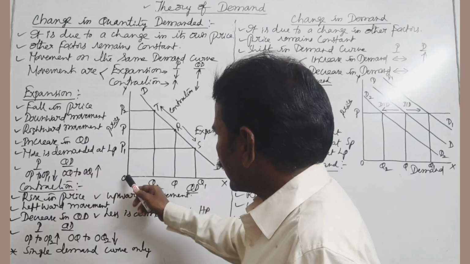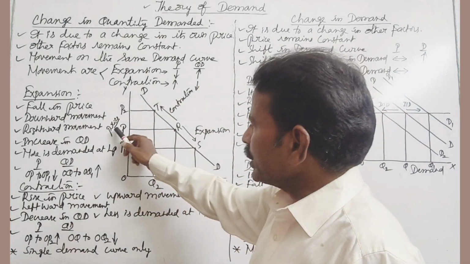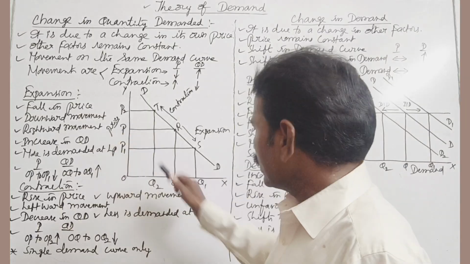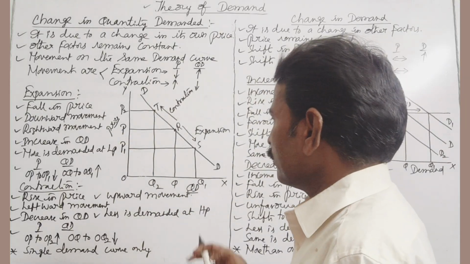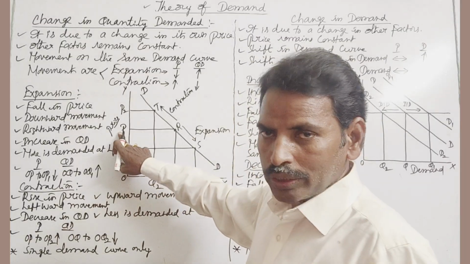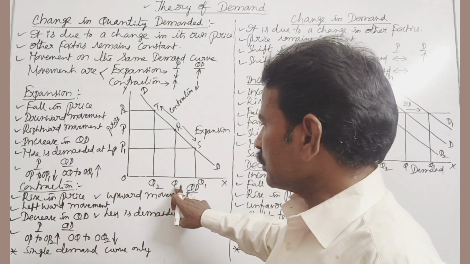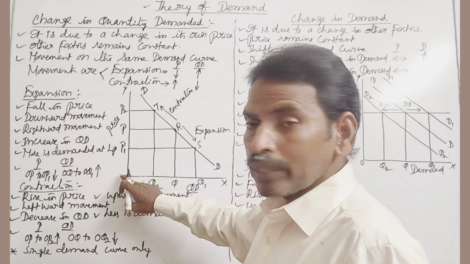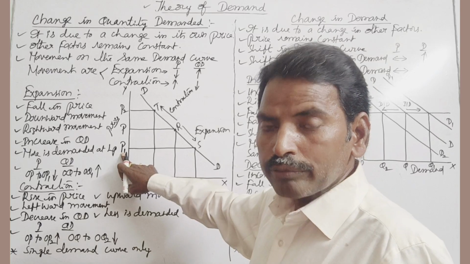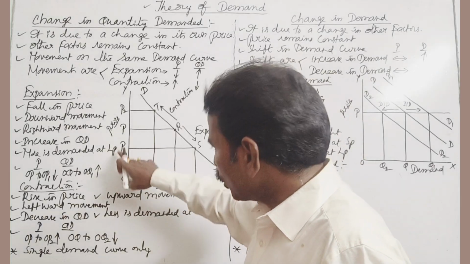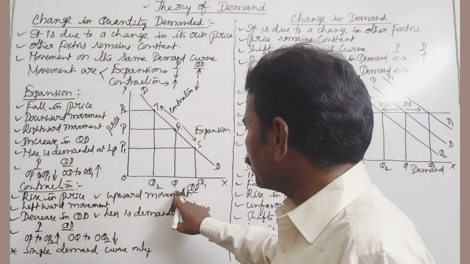Draw an L shape, mark YOX. Price is measured on the Y axis, quantity demanded is measured on the X axis. First, OP is the original price, OQ is the original quantity. Next, price falls from OP to OP1. Quantity demanded increases from OQ to OQ1.